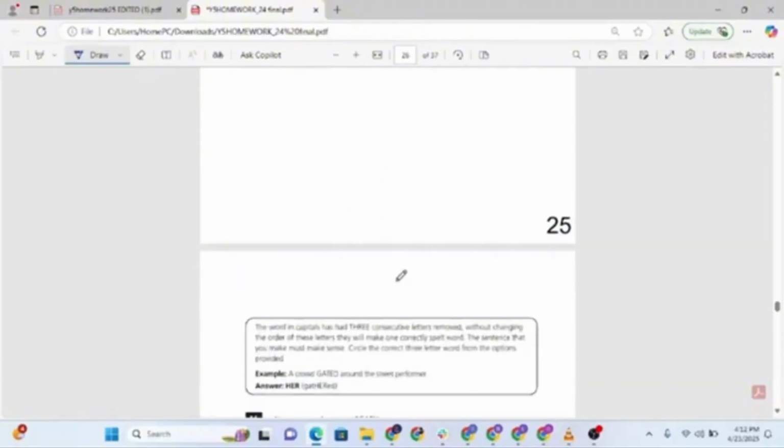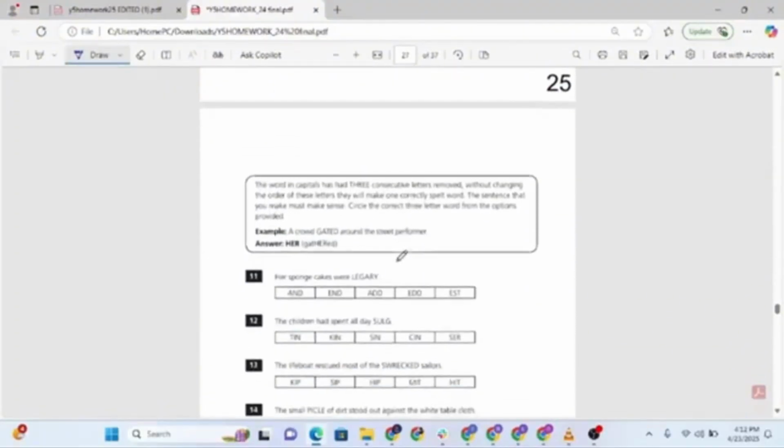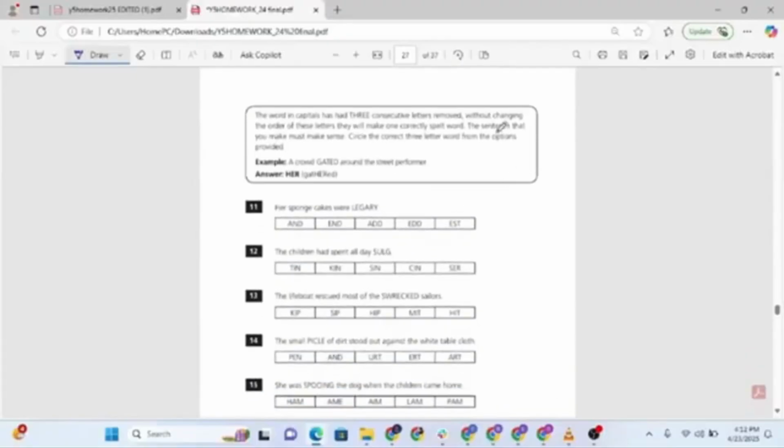The word in capitals has had 3 consecutive letters removed. Without changing the order of these letters, they will make one correctly spelt word. The sentence that you make must make sense. Circle the correct 3-letter word from the options provided. Example, a crowd GATED around the street performer. Answer, her gathered. Question 11.